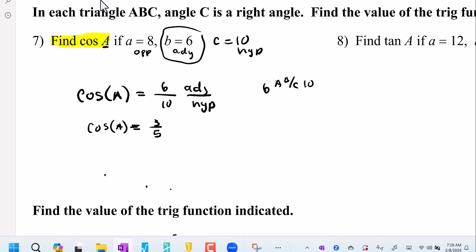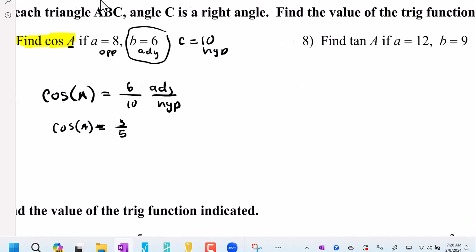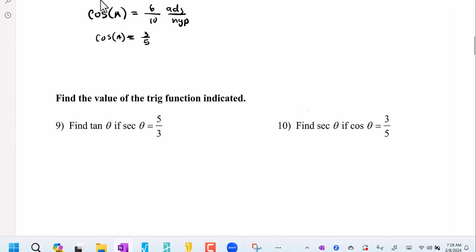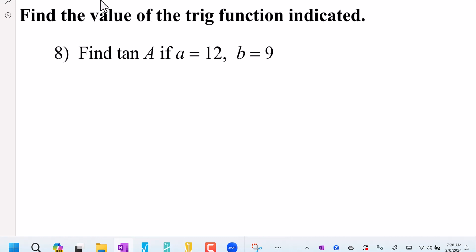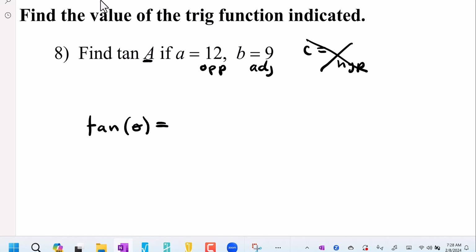Get that out of the way. All right, let's do one more. Then we'll go on to another video. So look at what they have. Oh, look at that. They give us angle A and they give us side a. So we know this is the opposite side. We also know that we don't have the hypotenuse. That makes this side adjacent, but this is fantastic because with tangent, we don't need the hypotenuse. We need the opposite side and we need the adjacent side.